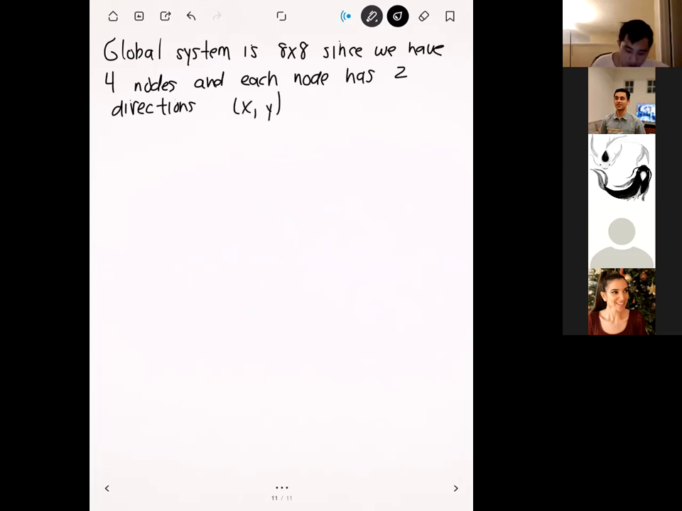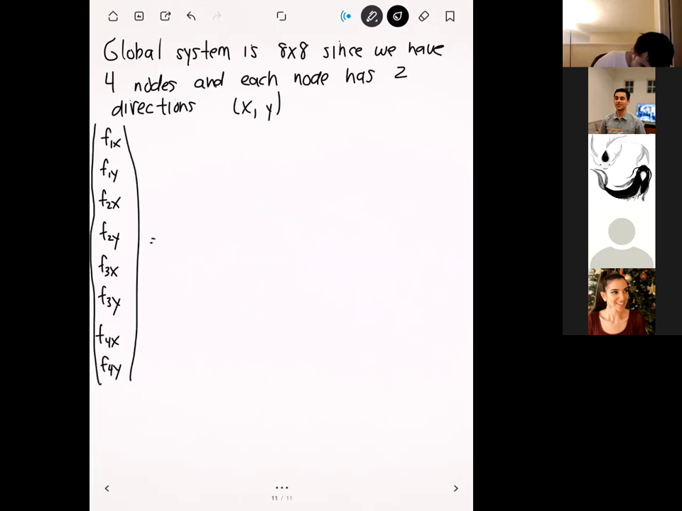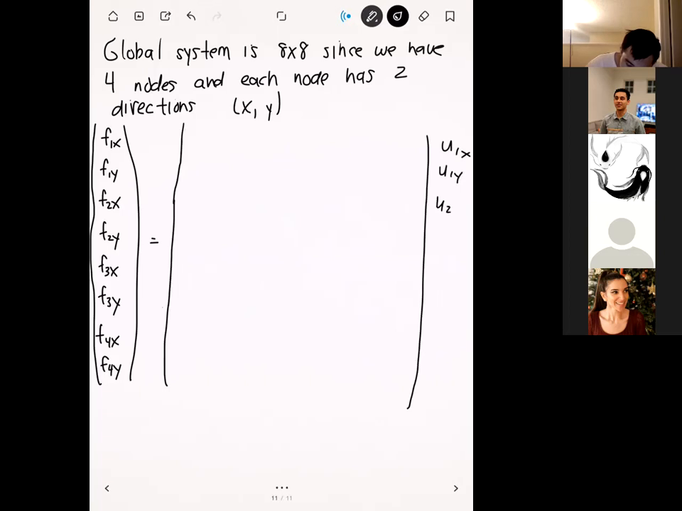Okay. All right. And so let's start writing it out. Let me write out actually the numbers first. So first, let's write out our forcing vector. And so we're going to have F1x, F1y, F2x, F2y, F3x, F3y, F4x, and F4y. Right. Then we're going to have a massive matrix here. And then our solution vector is going to be u1x, u1y, u2x, u2y, u3x, u3y, u4x, u4y.